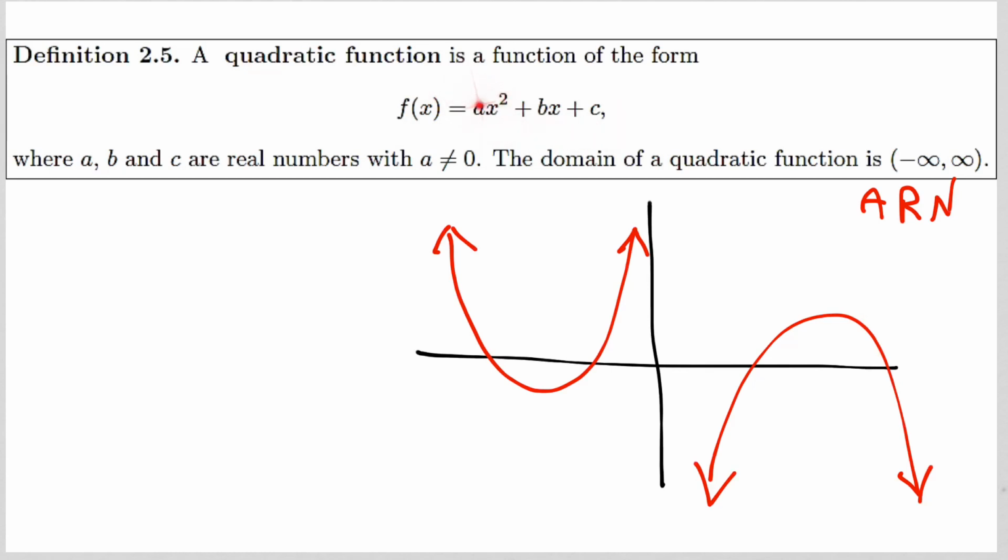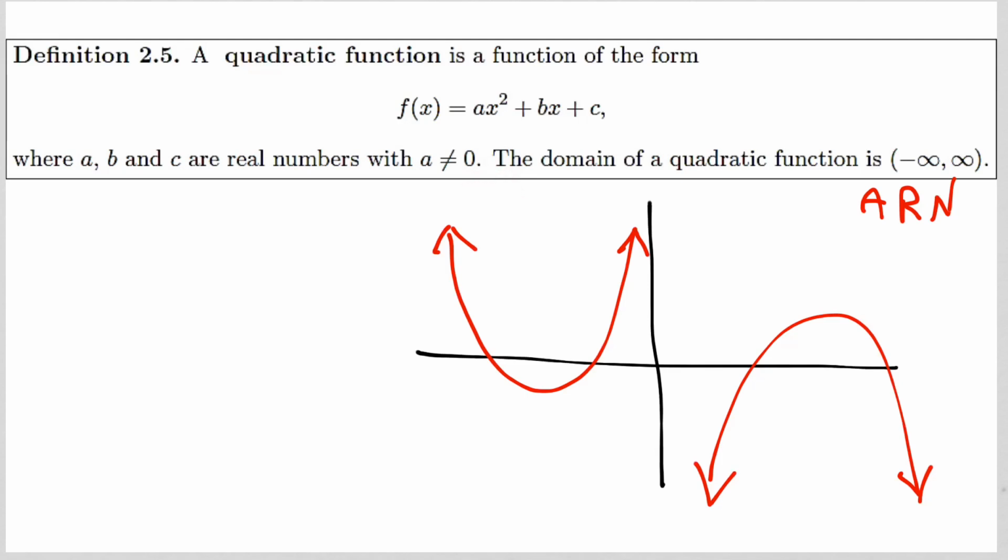Alright, so you're always going to have an x squared term, but occasionally, depending on the function, your b will be 0 or your c will be 0, and you'll just have a squared term. But in order to be a quadratic function, you'll always have a squared term. So that is the meaning here: a is never going to be 0.